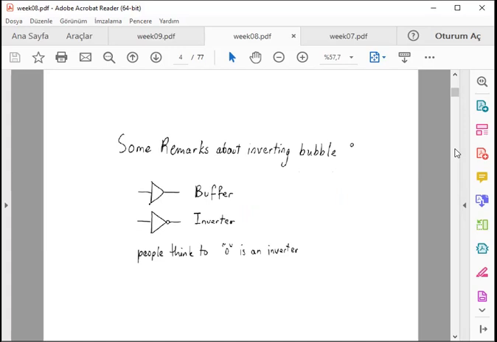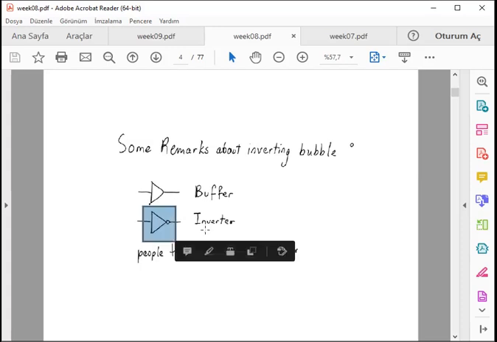So let's start with some remarks about circuit symbols. The first, unbubbled or dotted triangle represents a buffer, when there is one input and one output in logic systems. Of course, this is not the case in analog electronics, where triangles usually represent amplifiers, so you have to be cautious about that. Since this is a logic course, we have to think everything in the logic domain.